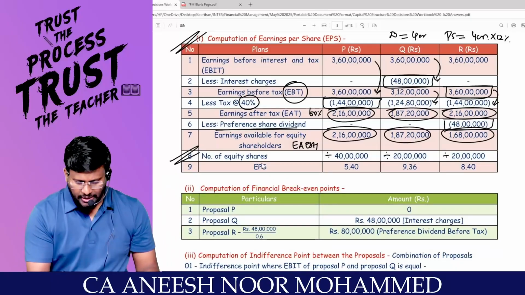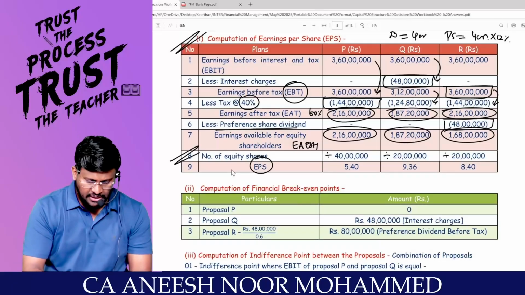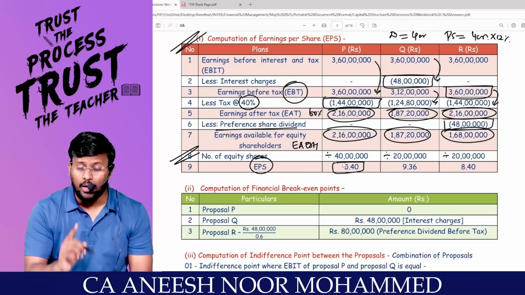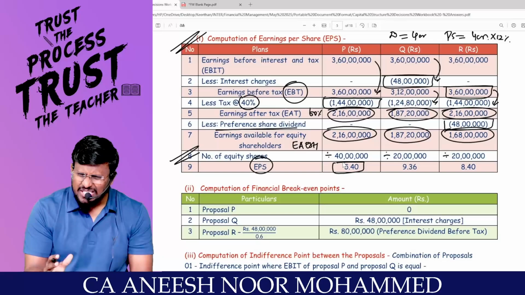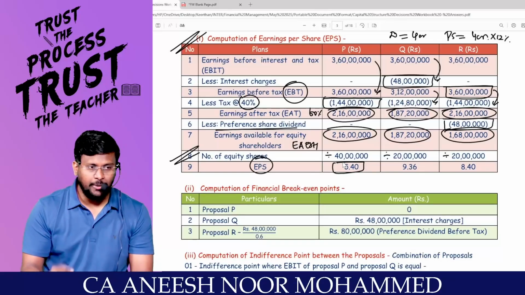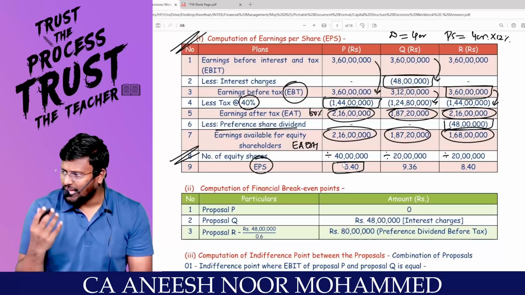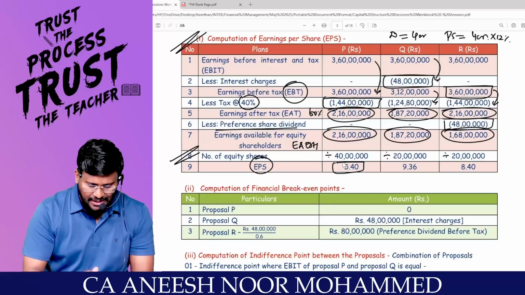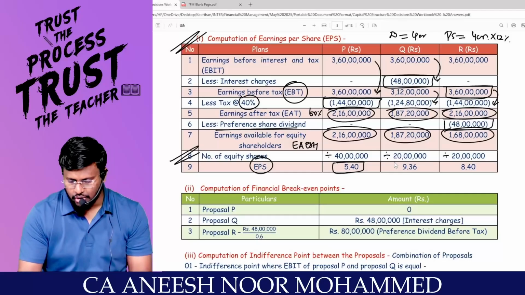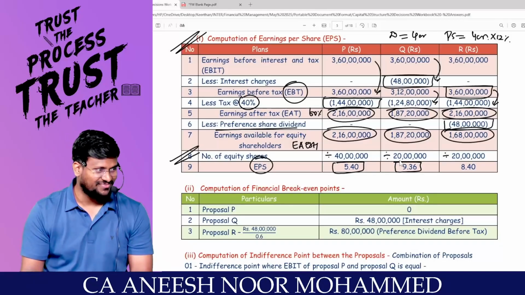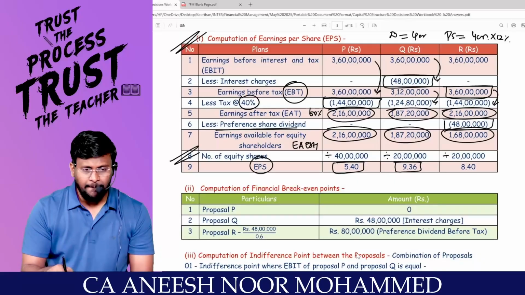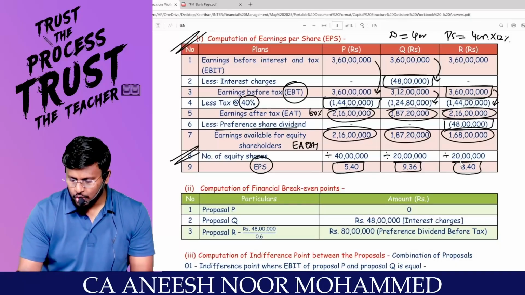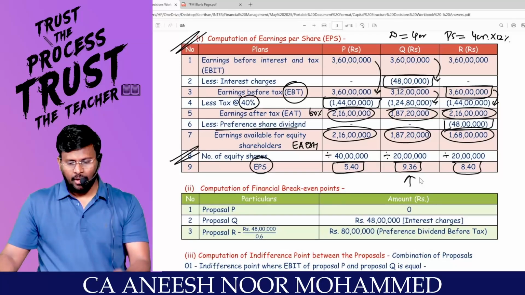Can I proceed? So the EPS, earnings per share: 2 crore 16 lakhs divided by 40 lakhs comes to 5.4 per share if you are going with all equity. All equity will not give the best option because financial leverage will not work. Trading on equity will not work. So better to go with debt. 1 crore 87 lakh 20,000 divided by 20 lakhs comes to 9.36. Are you really with me? 1 crore 68 lakhs divided by 20 lakhs comes to 8.4. So the best option is option 2.